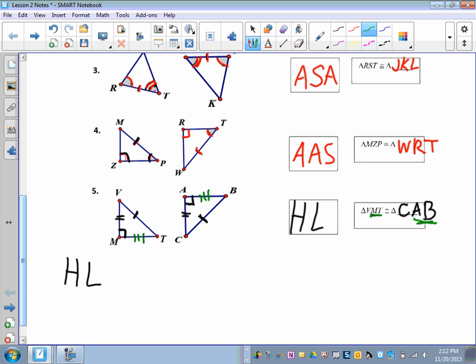Okay, so remember CPCTC, corresponding parts of congruent triangles are congruent. So once I've stated that these triangles are congruent, then I know that this remaining side is the same. I know that angle T corresponds with angle B. I know that angle B corresponds with angle C. But first I have to state that they're congruent, and my 5 ways of stating they're congruent are these 5 ways.